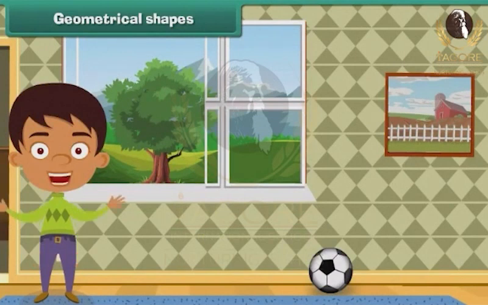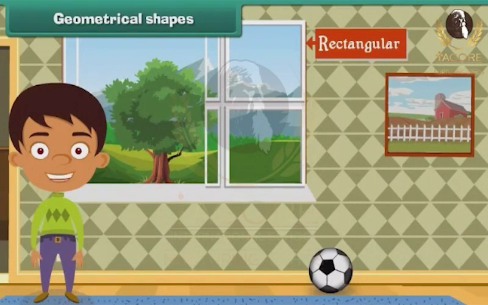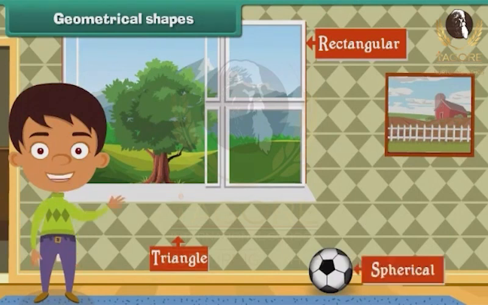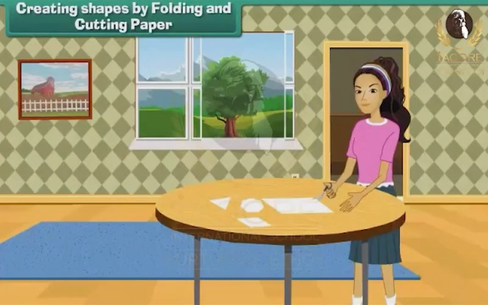Look at the window of your room. It is rectangular in shape. The design on the tiles is triangle. Look at the ball lying in the room. Its shape is spherical. Now look at the frames of the painting hanging on the wall. It is square in shape. Now you have seen and learnt different objects with different shapes.